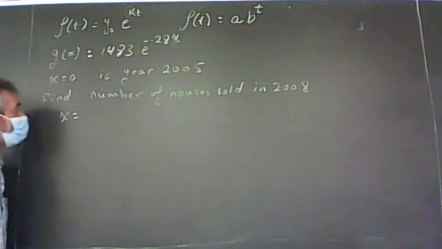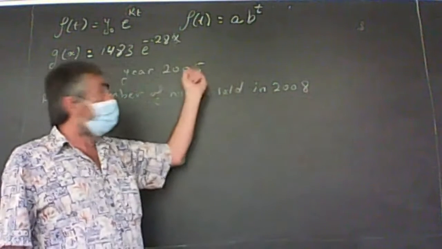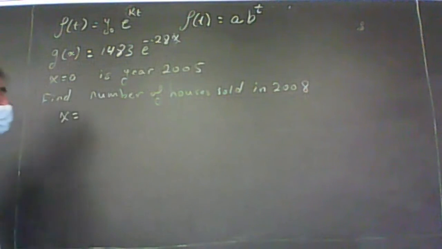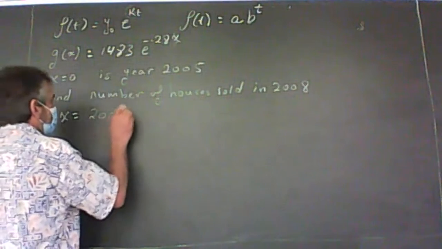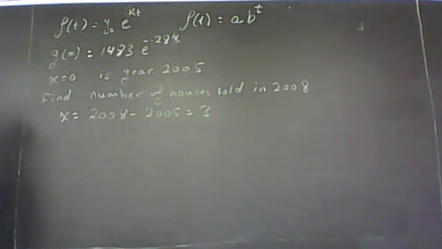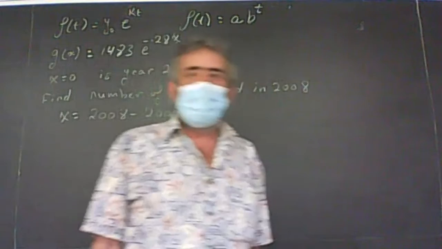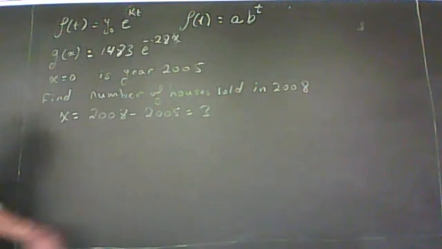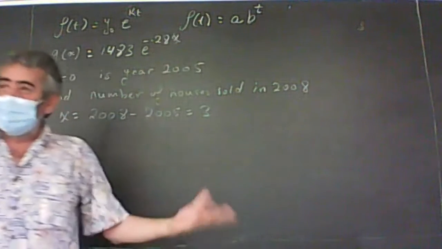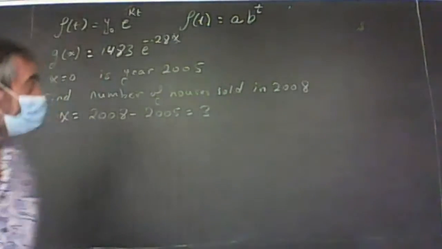So x equals... notice, we're looking at 2008, yes? We started counting from where? From 2005, where 2005 is 0, yes? So that's going to be 2008 minus 2005 equals 3. So in this case, we can simply substitute 3 in here, yeah? And figure out how many thousands of houses were sold in 2008.